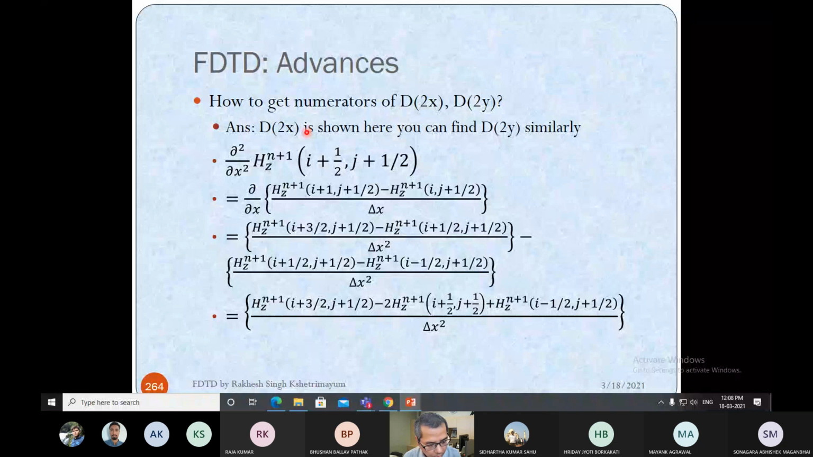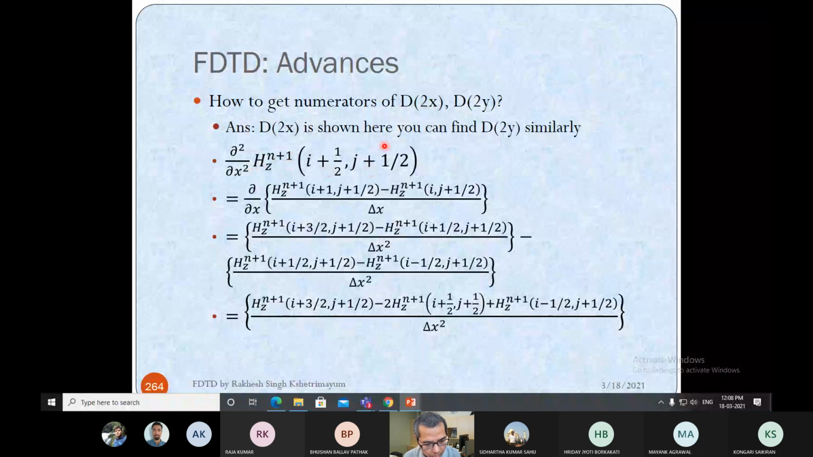So d2x is del square by del x square of Iz at n plus 1 time instant. We're actually doing double differentiation of Iz with respect to x at the n plus 1 time instant. This was the notation for d2x. Had it been d2y, then x would be replaced by y here, so del square by del y square. If you know del square by del x square, you can also do del square by del y square for the Iz at n plus 1 time instant.